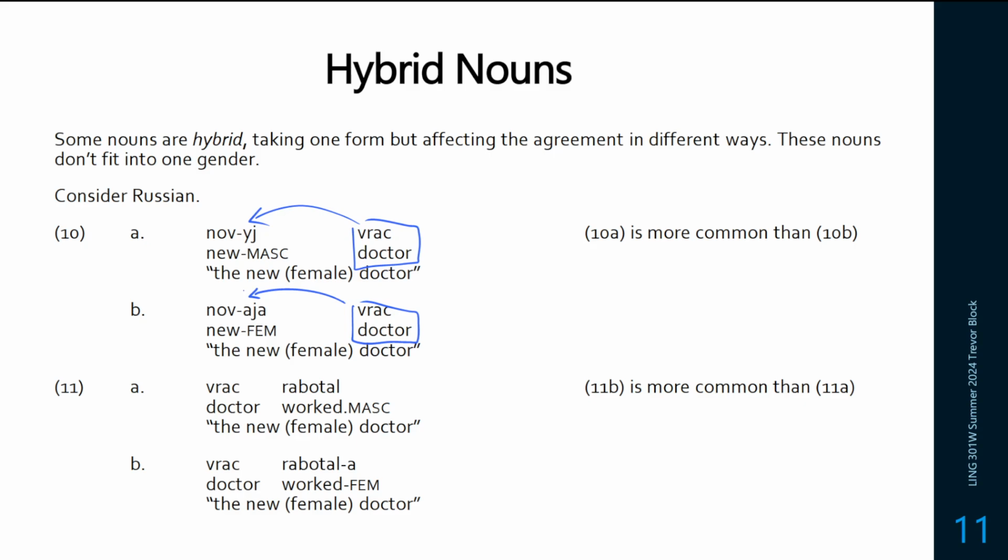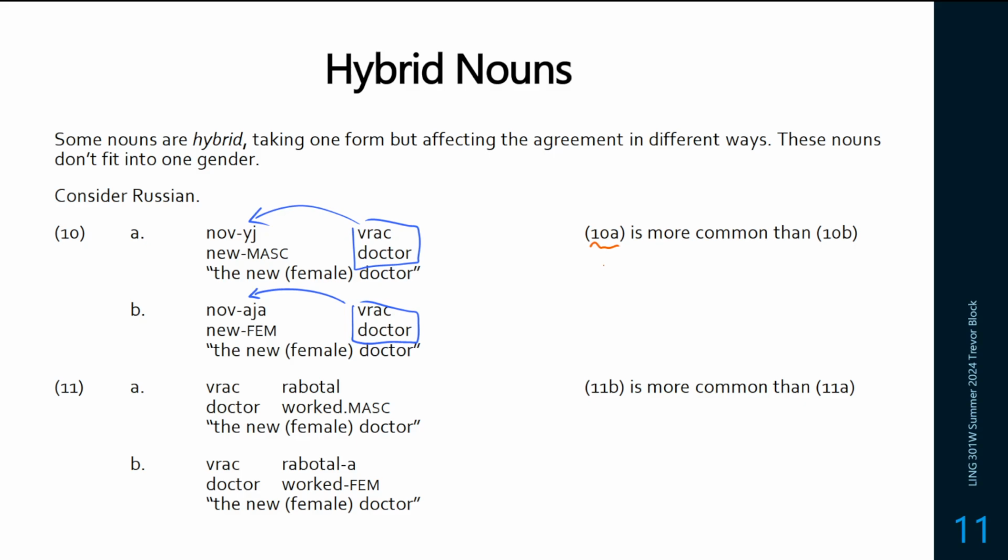So there's still some control there, but it's hybrid. It doesn't fit into one gender nicely. It can behave basically in multiple ways. And with this particular pattern, if we're trying to say the new doctor and hint that it's female implied, then 10a is going to appear more often, so with the masculine marker.